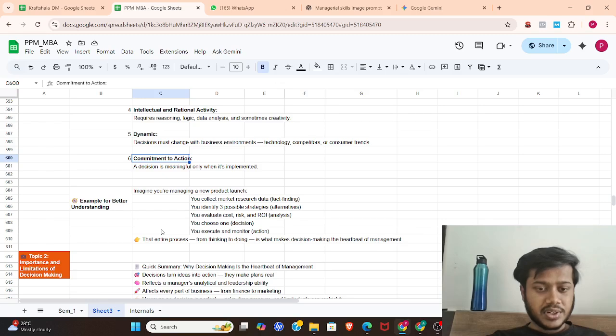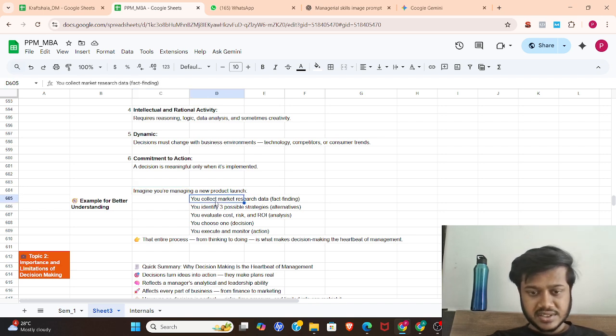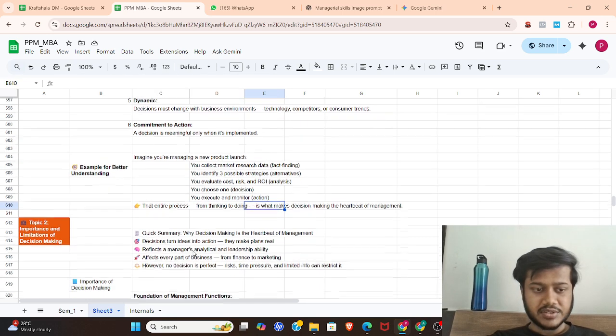Now we are going to understand with a small example. Imagine you are managing a new product launch. What should be your course of action in decision making? You collect market research data, you identify three possible strategies, you evaluate cost, risk, and ROI. You choose one decision to execute and monitor. The entire process from thinking to doing is what makes decision making the heartbeat of management.